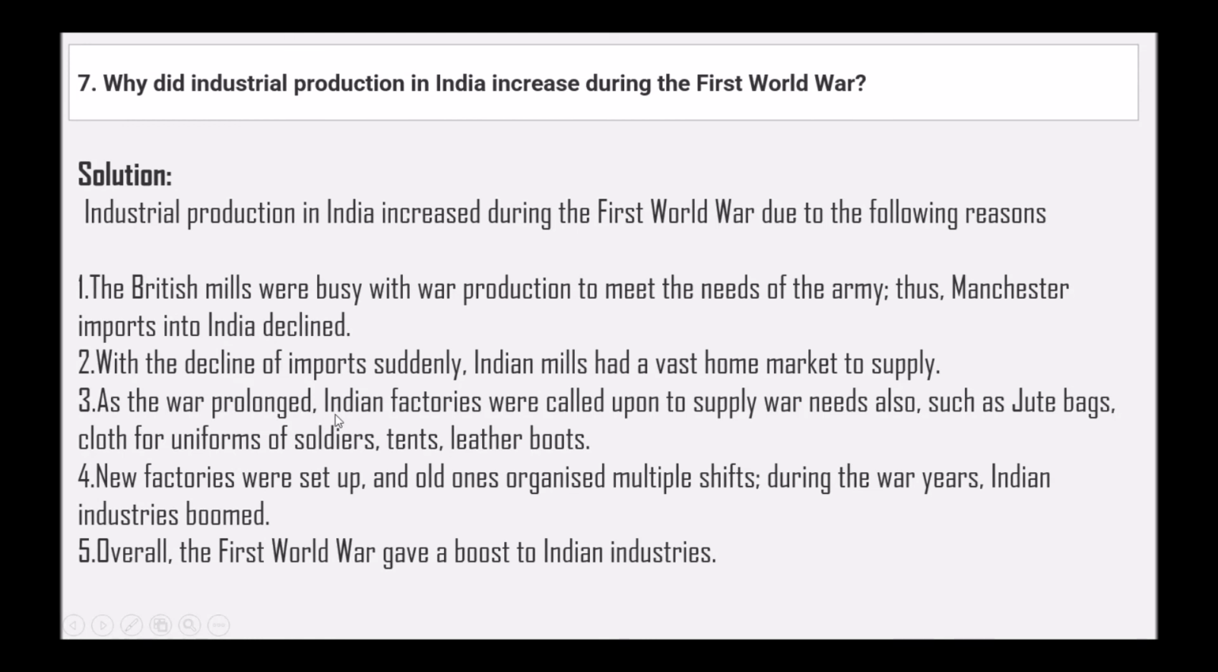As the war prolonged, Indian factories were called upon to supply war needs also, such as jute bags, cloth for uniforms for soldiers, tents, and leather boots. New factories were set up and the old ones organized multiple shifts during the war years. Indian industries boomed. Overall, the First World War gave a boost to Indian industries.